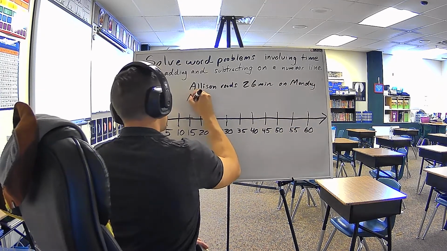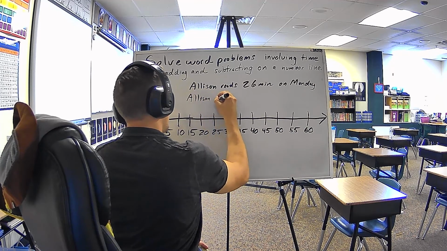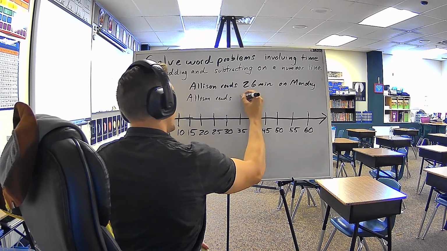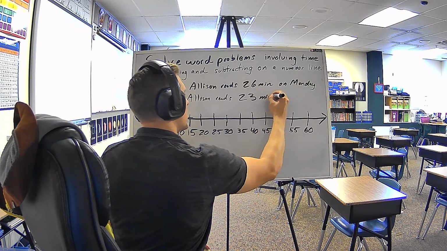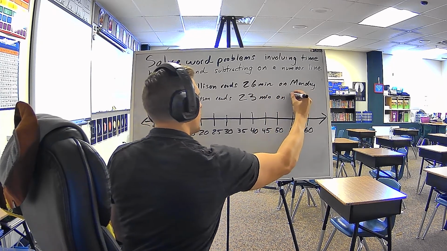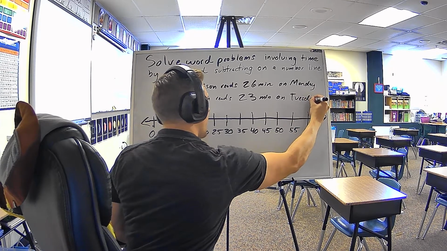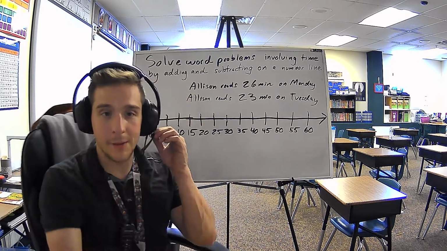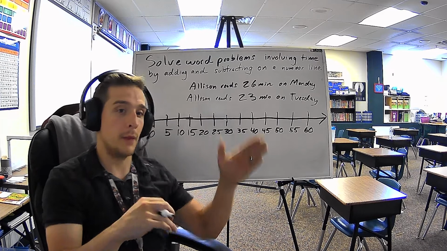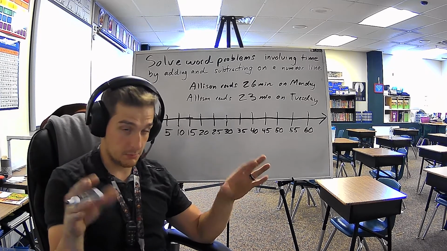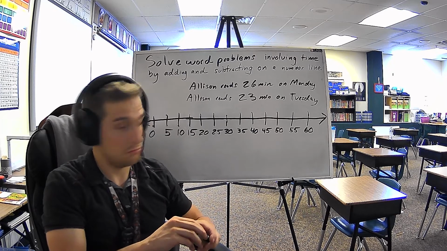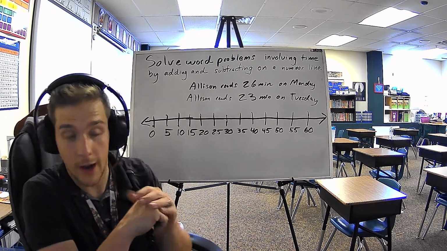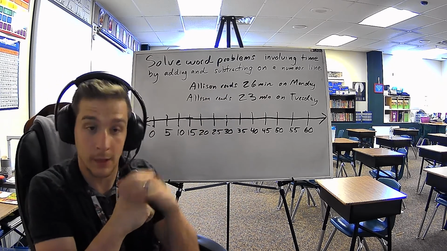And then she reads 23 minutes on Tuesday. And my question would be, how many minutes did Allison read on Monday and Tuesday? That's the only question. And once again, you might be, oh, I just add those two numbers together. And you're absolutely correct. I'm glad you're able to recognize that.